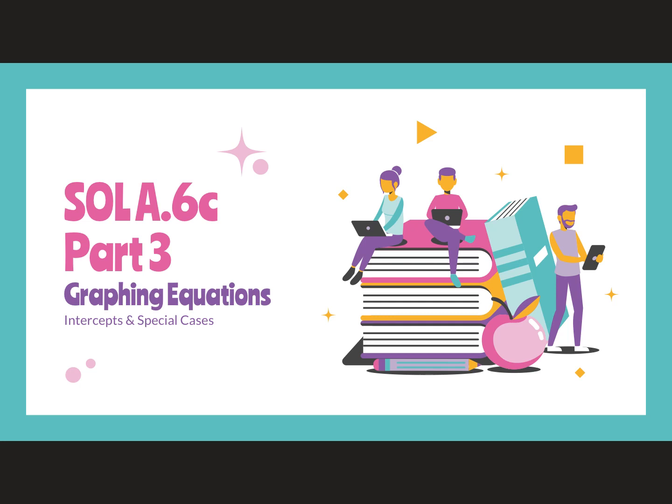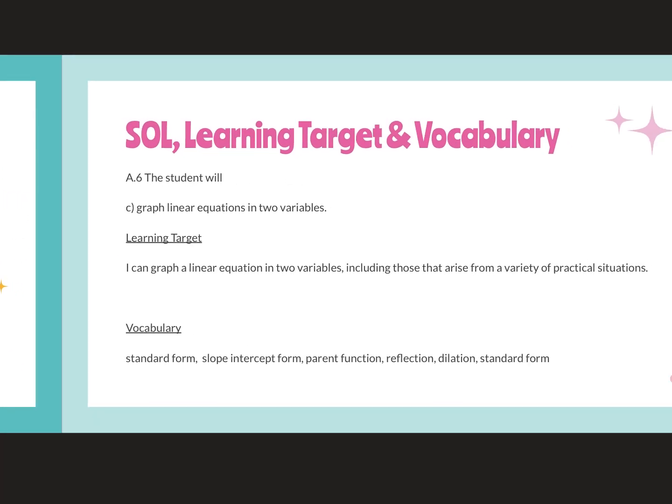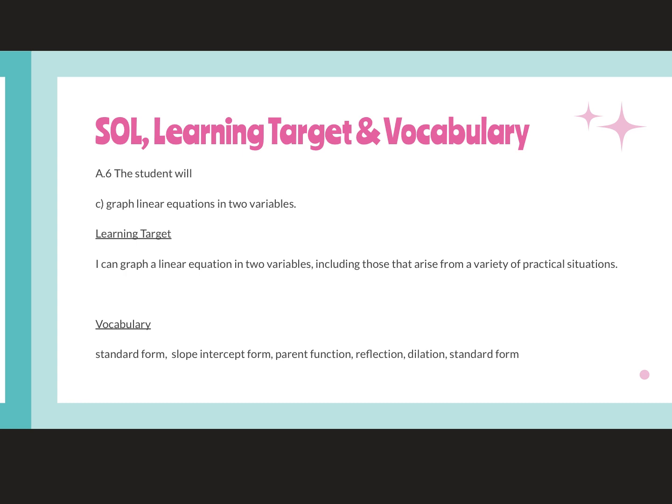All right, so for today's lesson, we're going to look at our last portion of graphing. We are going to look at word problems with graphing, but part 3, graphing equations, intercepts, and special cases. So this is still SO A.6c, graphing linear equations in 2 variables. Learning target: I can graph a linear equation in 2 variables, including those that arise from a variety of practical situations.